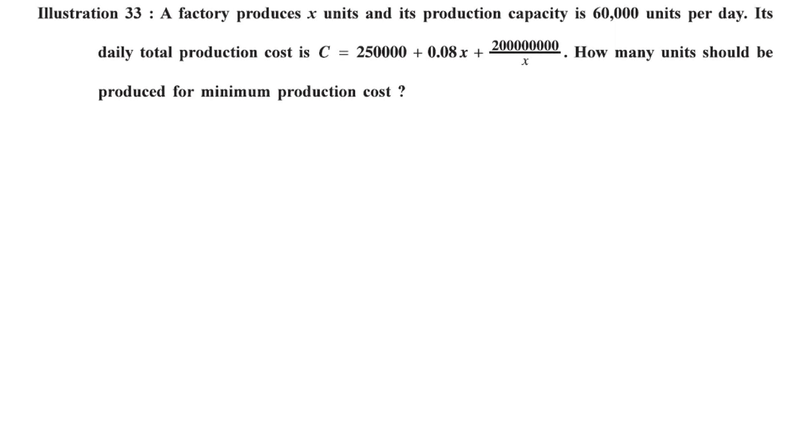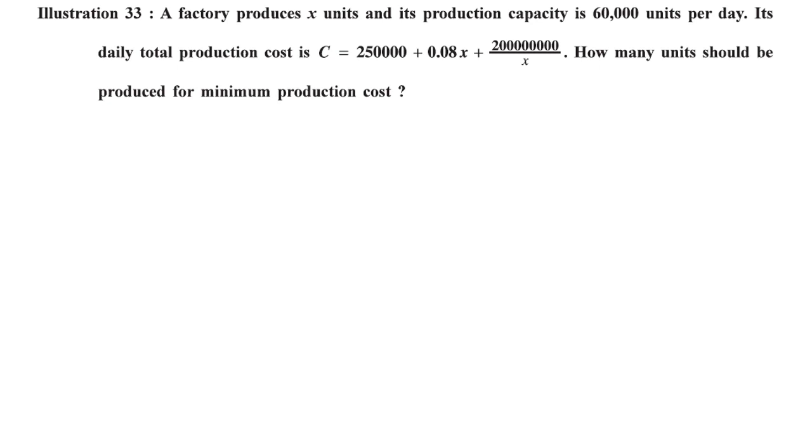Illustration 33. A factory produces x units and its production capacity is 60,000 units per day. Okay, that is just the maximum production capacity. That is of no concern to our calculation. Its daily total production cost is given as 2,50,000 plus 0.08x plus 20 crores divided by x. How many units should be produced for minimum production cost?